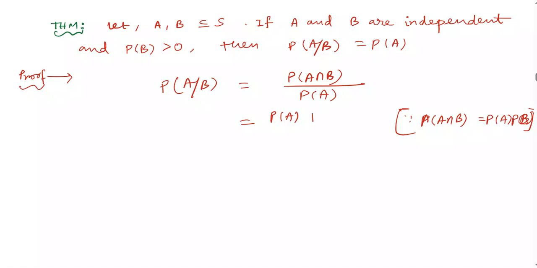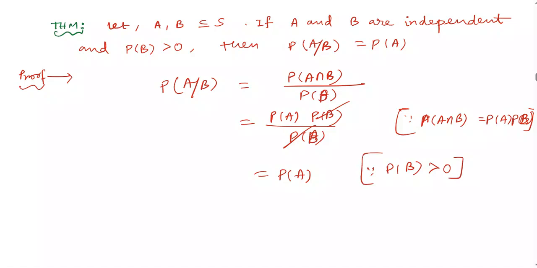So that implies probability of A times probability of B by probability of B. Sorry, B was given, so B will be in the denominator. Got it? Now probability of B will cancel out, and we are left with probability of A. We can cancel because probability of B was given greater than 0, so it is not an issue at all. So we can proceed in this way. Proved, we are done.